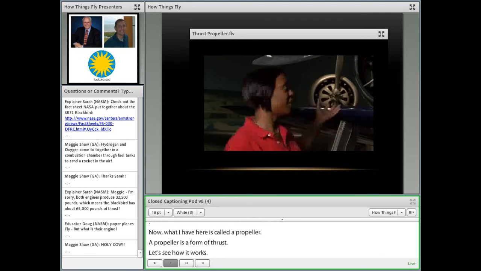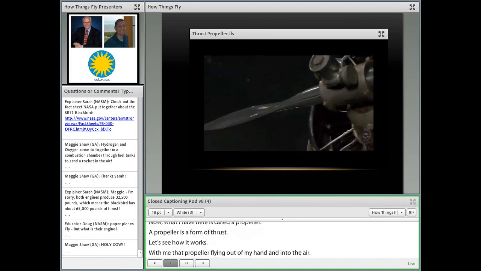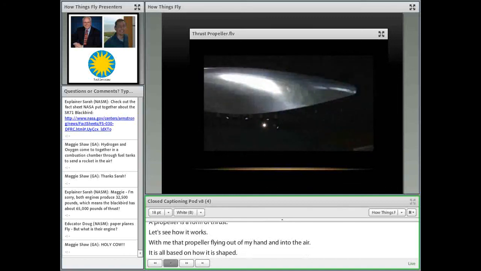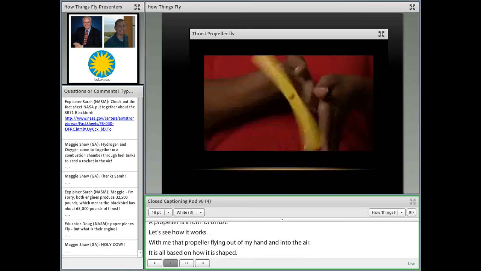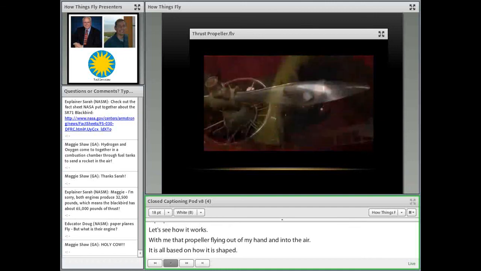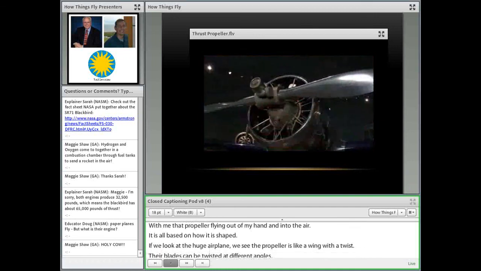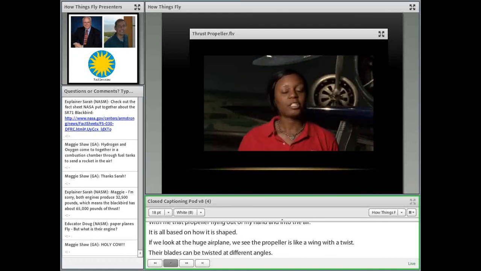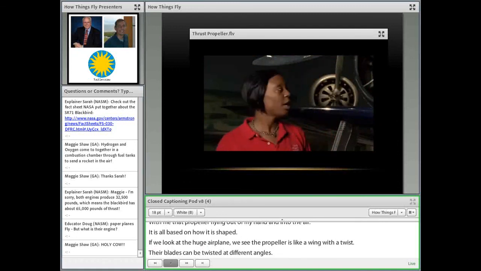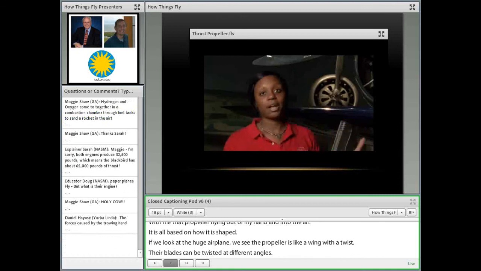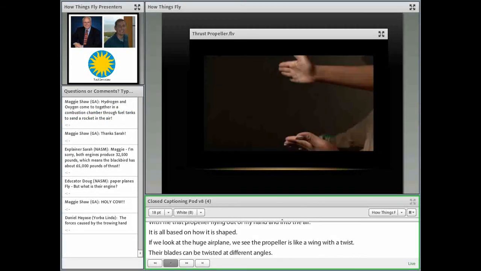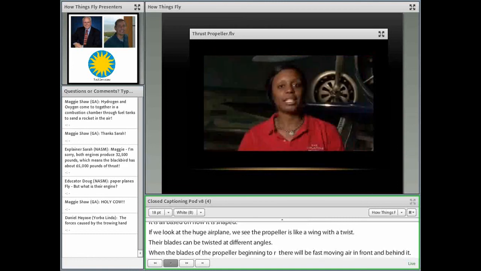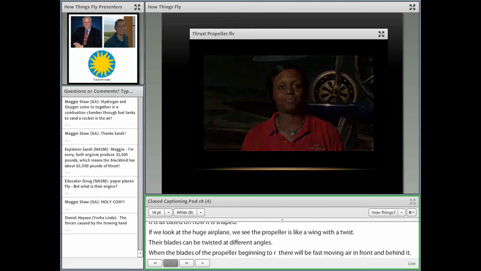If we look again at the Hughes H-1 airplane, we see that a propeller is like a wing with a twist. Their blades can be twisted at different angles, so that when the propeller or the blades in the propeller begin to rotate, there's going to be faster moving air in front of it and slower moving air behind it. According to Bernoulli's principle, faster moving air is a lower air pressure, while slower moving air is a higher air pressure. So again, when they rotate, that higher air pressure will give it a push from behind or a thrust forward. And that's how a propeller generates thrust.